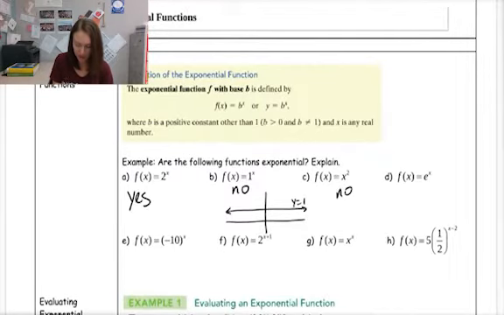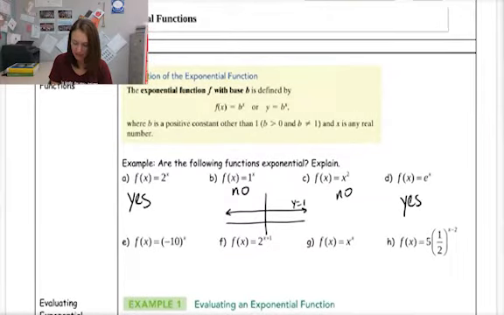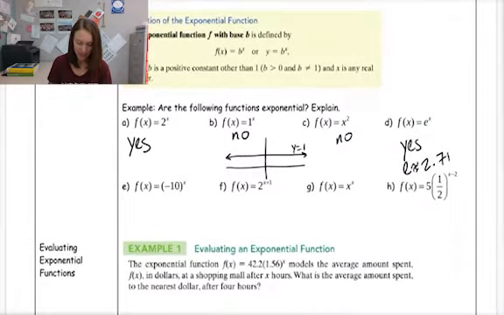X squared, no, is not an exponential function. That is a quadratic function. E to the x, yes. E is a number that is approximately 2.71 or so. We have to be careful, kind of like pi. Pi is a number, 3.14. E is also a number that's used frequently. Negative 10 to the x.